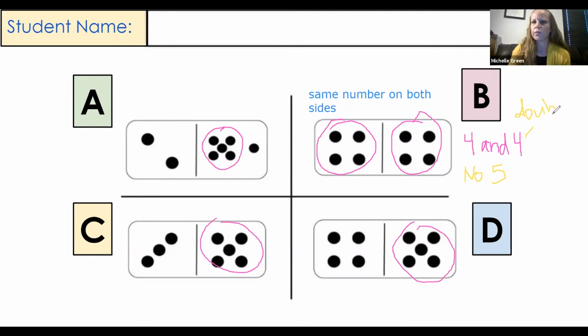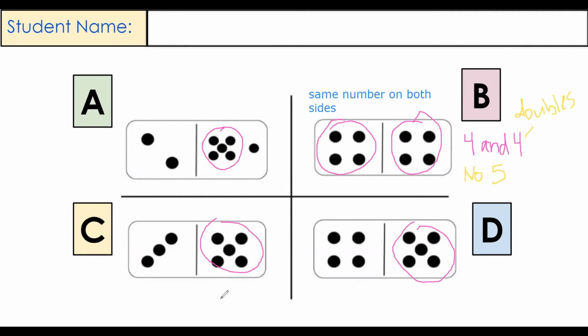How do you know that that's a doubles fact? Because they're the same on both sides, 4 on the left and 4 on the right. Awesome, very good. All right, now Susan, thank you very much, Brenda. So Susan, she said that there was not a 5 in B. Can you tell me in A, C, and D, where did they see the 5? The 5 is on the right side of the domino on A, C, and D.